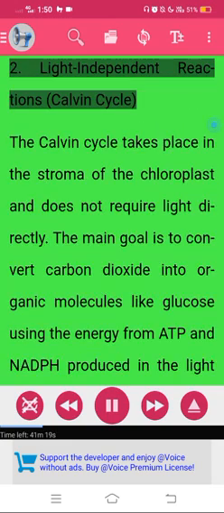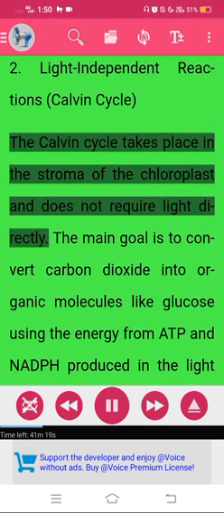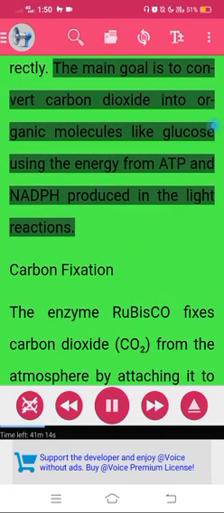2. Light-independent reactions. Calvin cycle. The Calvin cycle takes place in the stroma of the chloroplast and does not require light directly. The main goal is to convert carbon dioxide into organic molecules like glucose using the energy from ATP and NADPH produced in the light reactions.